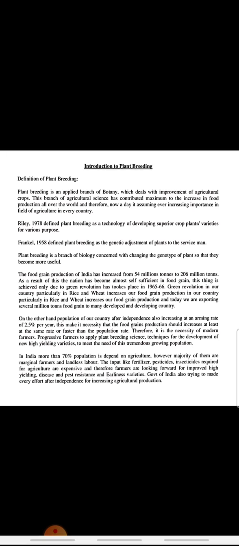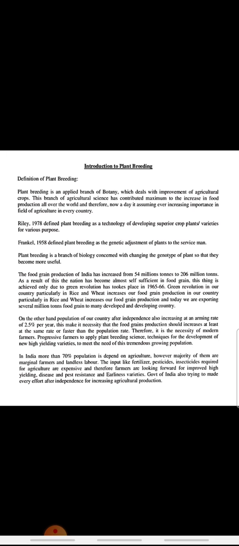This is achieved only due to the green revolution that took place in 1965 to 66. Green revolution in our country, particularly in rice and wheat, increased our food grain production, and today we are exporting several million tons of food grain to many developed and developing countries.